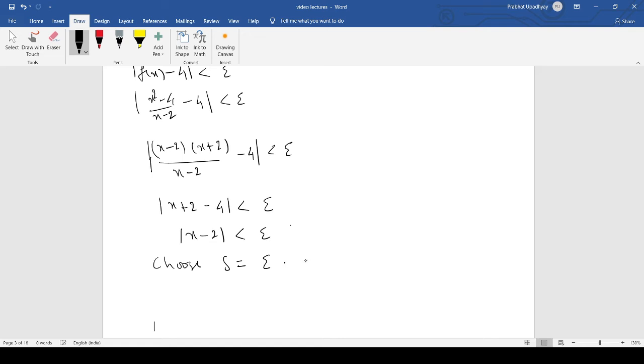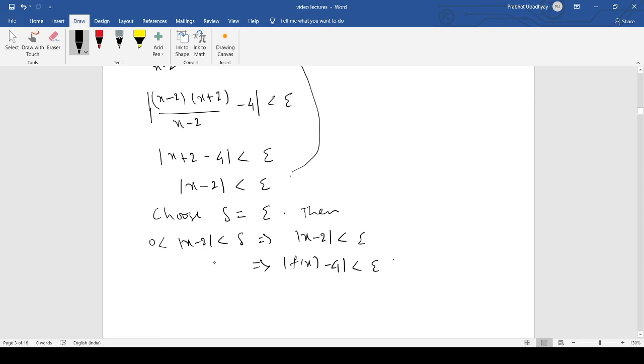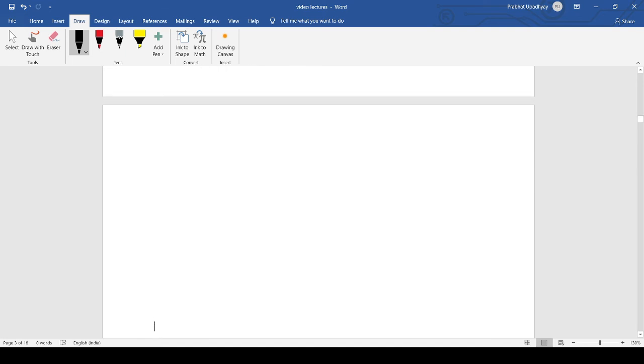If I choose my delta equal to epsilon, then what will I have? 0 less than mod x minus 2 less than delta implies mod x minus 2 less than epsilon, and this implies, if you go from here to here in the reverse way, you will get mod f of x minus 4 is less than epsilon, and that proves that limit of f of x as x tends to 2 is 4. Now let's see one more example.